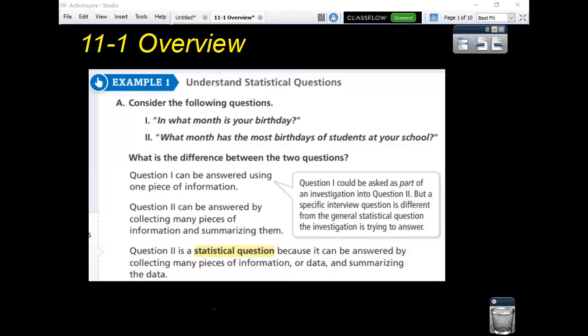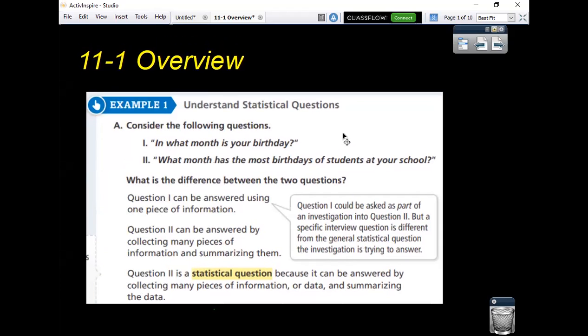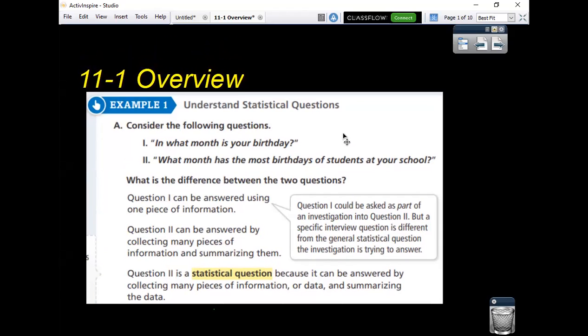All right, looking at Algebra 2 here, 11-1, and this is a unit, topic, chapter, whatever, on statistics. Statistics being the area of mathematics where you are analyzing data. So this first lesson, it's just a whole bunch of vocabulary, really the biggest idea.